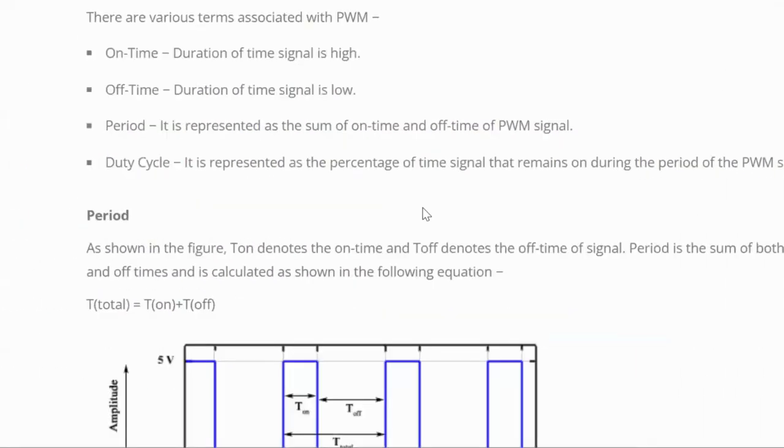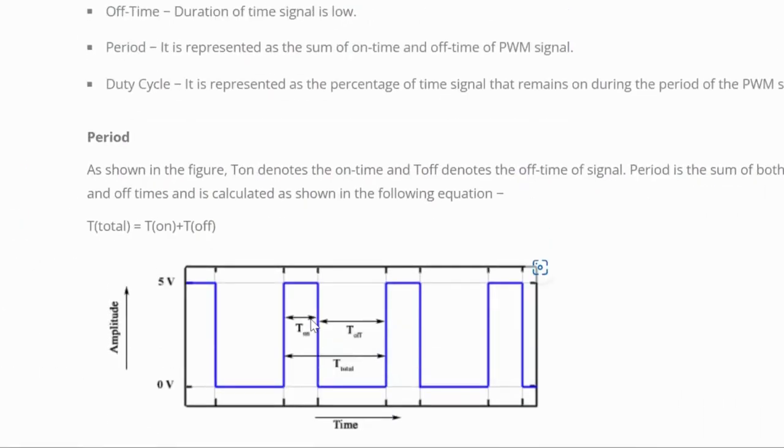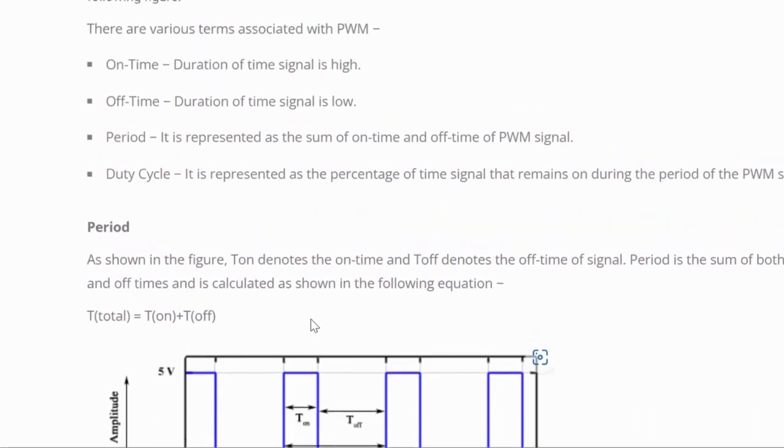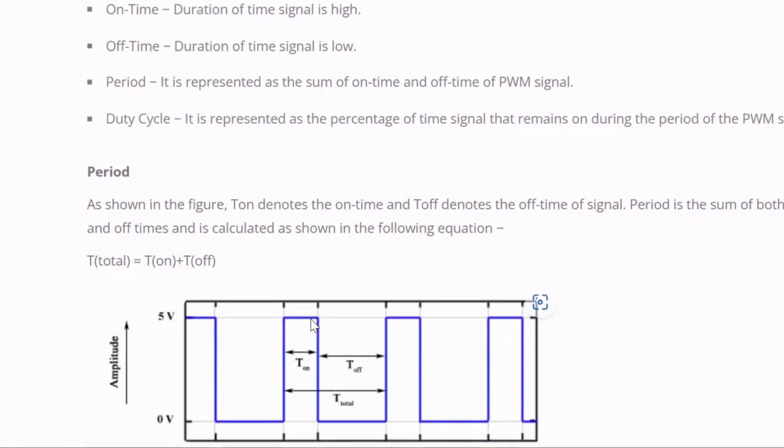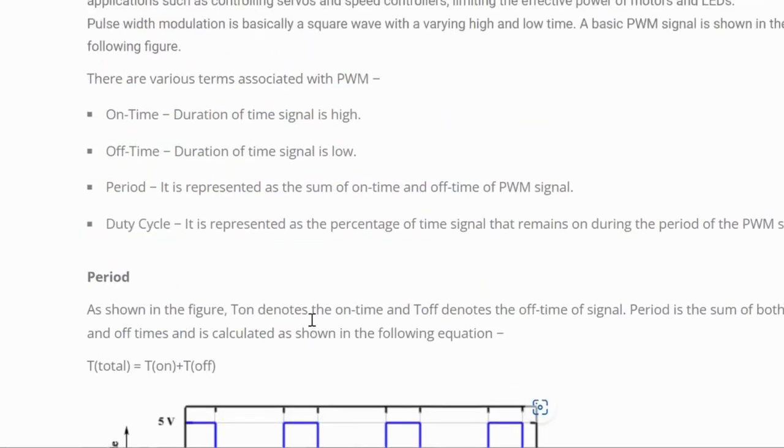Basically, instead of providing the high signal continuously, we provide the signal in the form of pulses. According to the width of the pulse, the effective power will change. In pulse width modulation, we use some terminology.